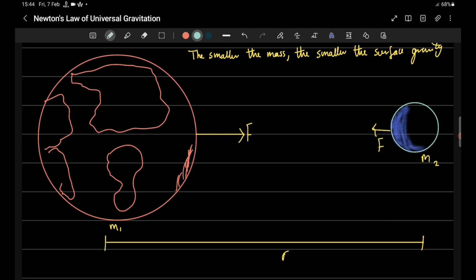Right. So we've got two types of forces. We have the contact force, where you've got your friction, your air resistance, and all of that. And then we've got the non-contact force, where you've got your magnetism, your gravitation, your electrostatic. So we're talking about gravity right here.